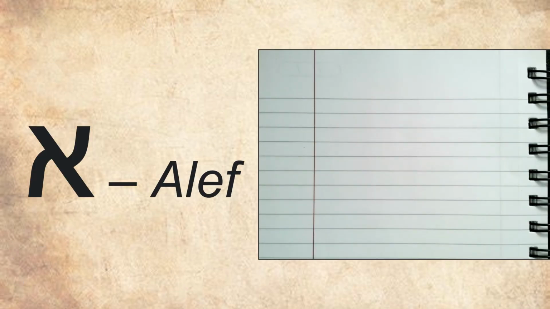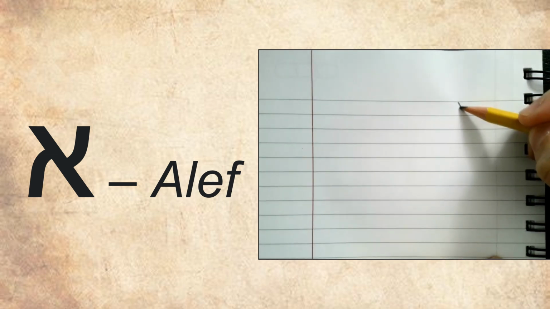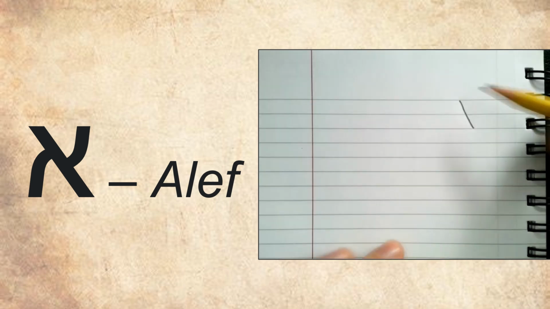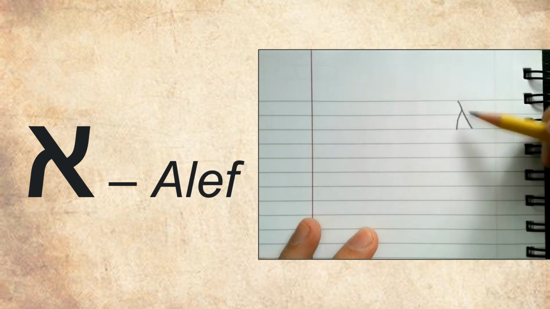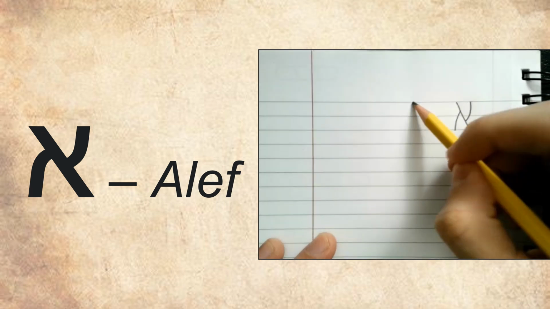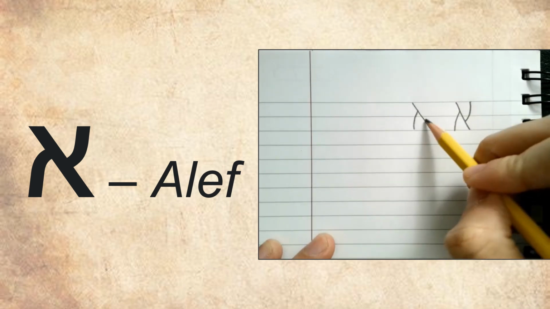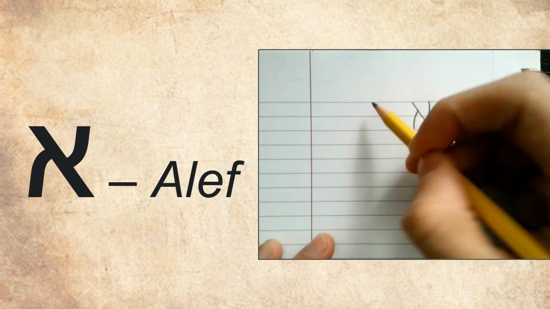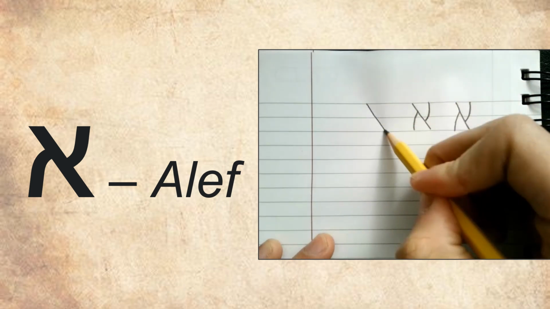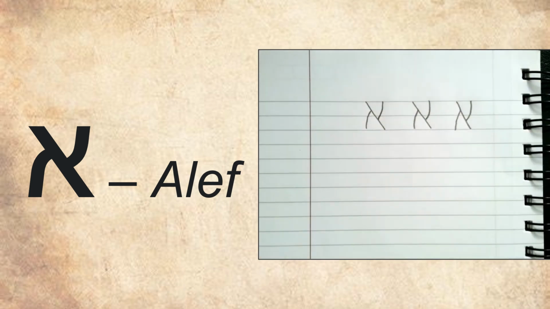So we're going to begin with the letter Aleph. I'm going to write it gigantically so you can see it nice. We use a diagonal line, one leg going down, one leg going up. That's the letter Aleph. Diagonal, one leg going down, the other going up.